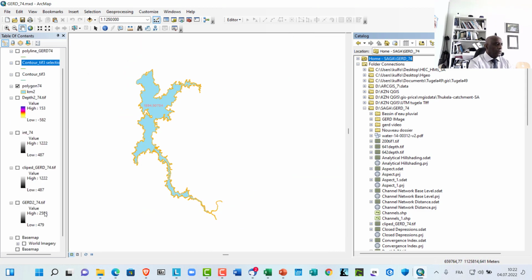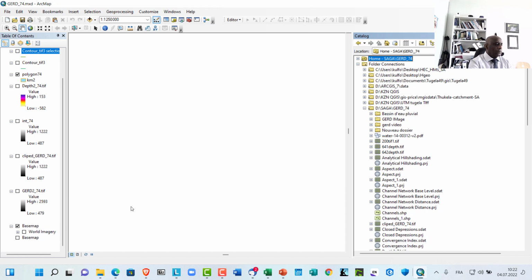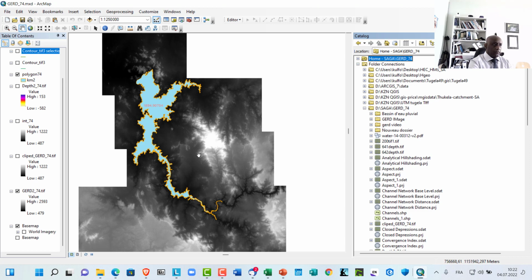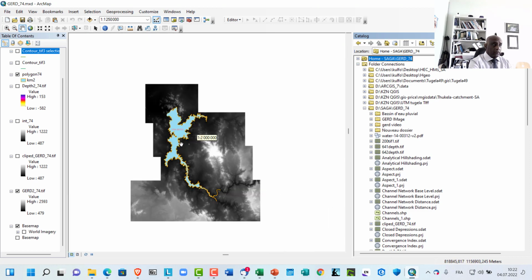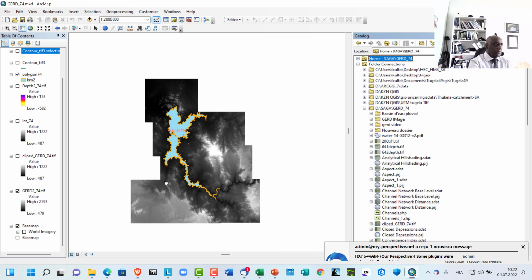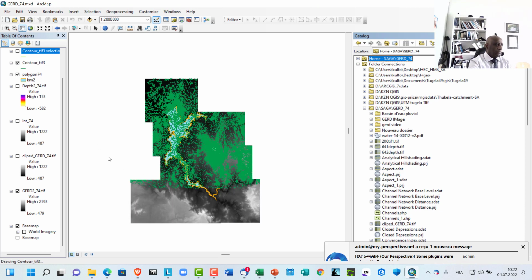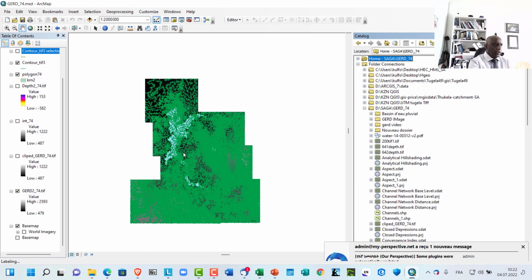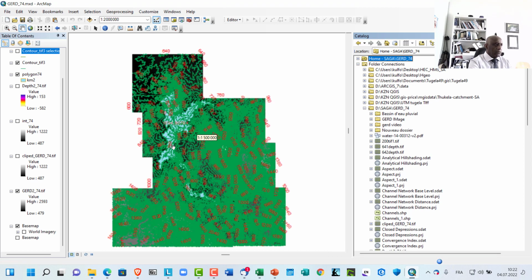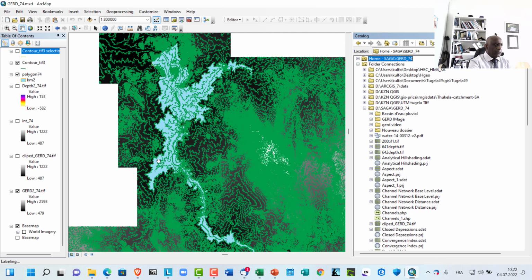This is actually the polygon that I made. First, you need a digital elevation model that you see. From this digital elevation model, you are going to develop a contour. This is a contour, and the level of the contour, you can pick the one which you want.